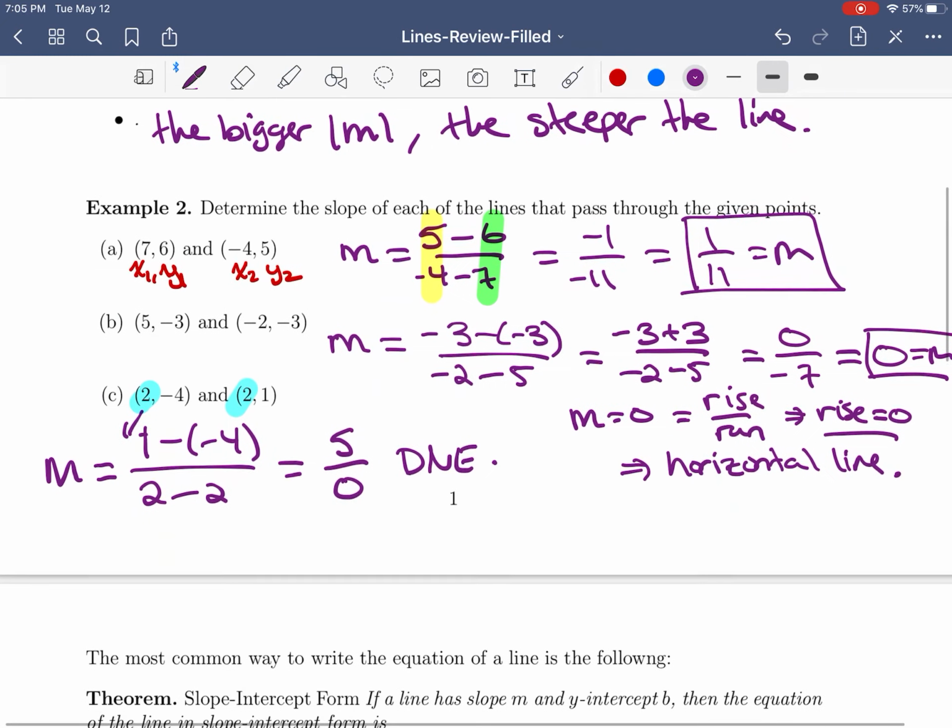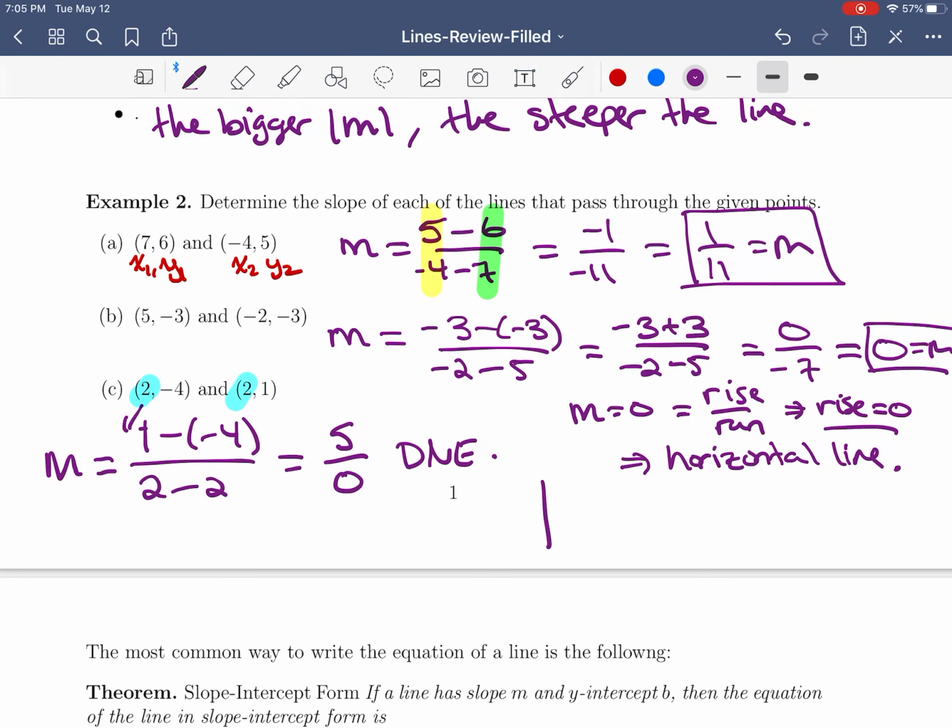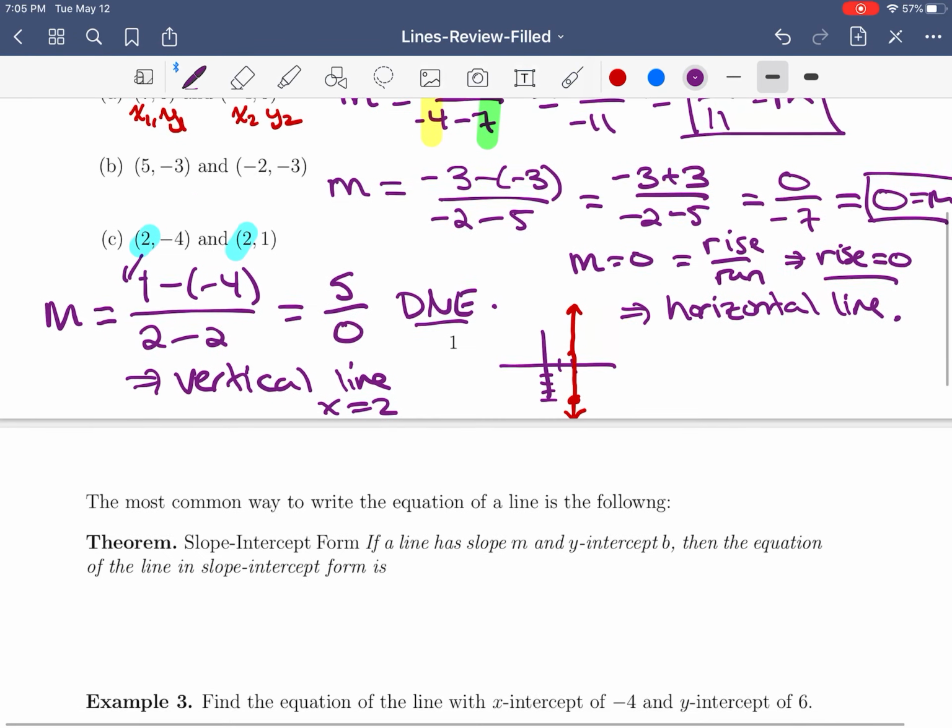And notice that the x-coordinates are the same. So if you were to sketch this, we have a point down at 2, -4, and a point at 2, 1. If we connect those, we actually get a vertical line. Okay, so when you get a slope that doesn't exist, this is a vertical line. Okay, it actually has to be x equals 2.